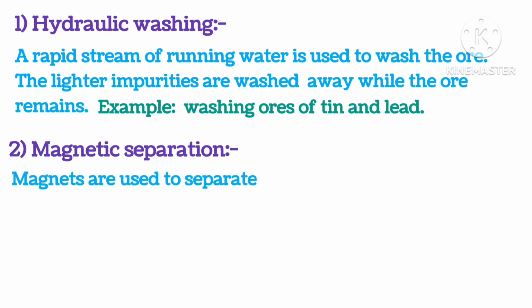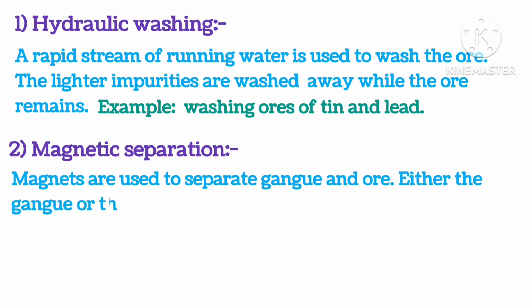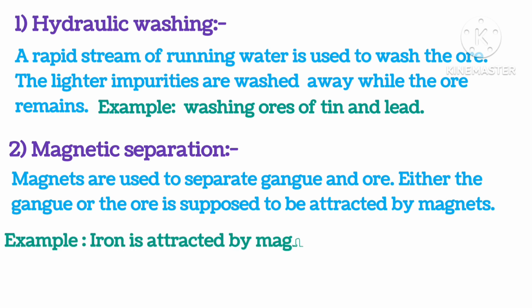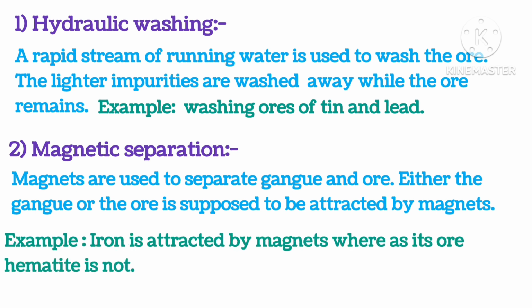Second is magnetic separation. Magnets are used to separate gangue and ore. Either the gangue or the ore is supposed to be attracted by magnets. For example, iron is attracted by magnets, whereas its ore hematite is not.